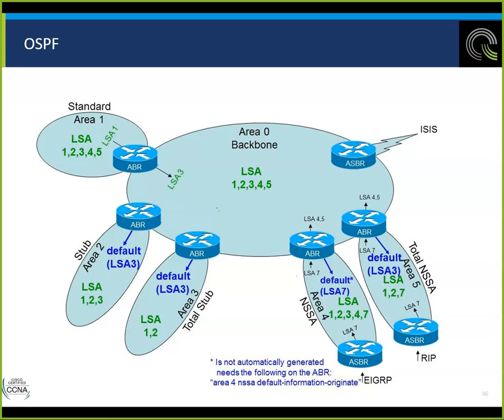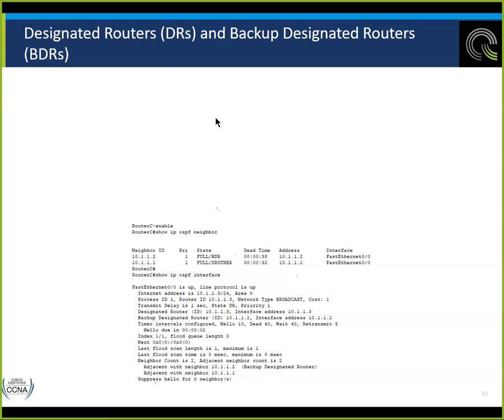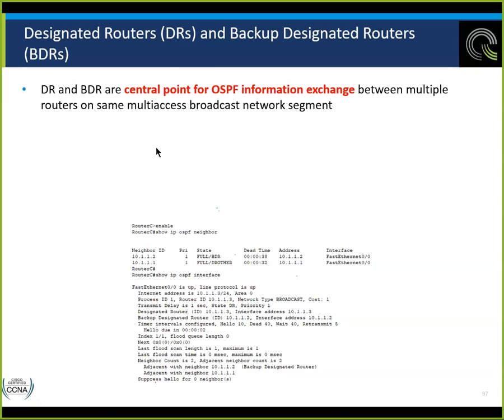If you go into CCNP, you'll need to know about the not so stubby areas, the total stubby areas, and the stub and the total stubs. What we're concerned about is the single area 0 configuration. The DRs and the BDRs, and we've already looked at this in the packet tracer, the IP OSPF neighbor, the DR and the BDR, central point for the OSPF information exchange, multiple routers in the same multi-access broadcast domain.